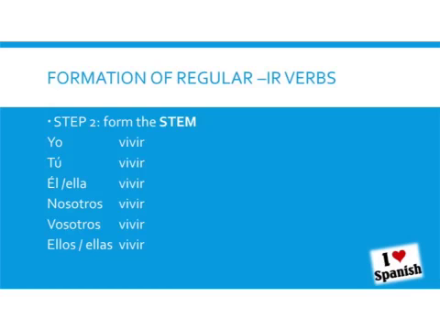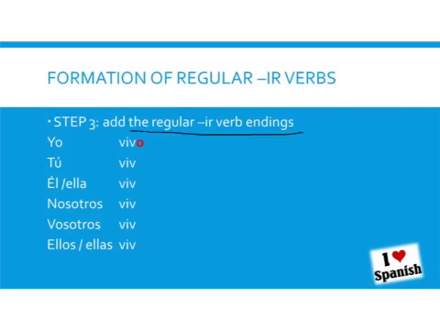Step 2, when forming a regular IR verb in Spanish, is known as forming the stem. The stem is formed by simply taking off the final IR from the infinitive. And once the stem has been formed, we're ready for our third and final step when forming regular IR verbs. And step 3, our final step, is the addition of our regular IR verb endings.